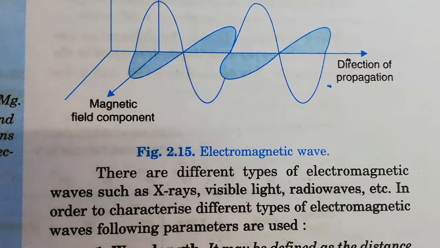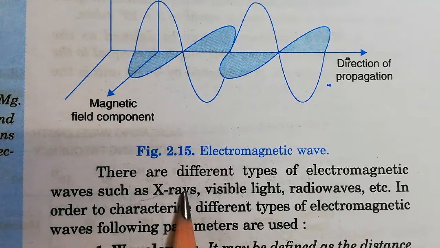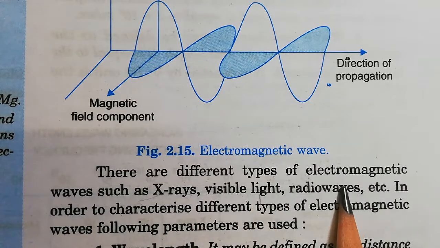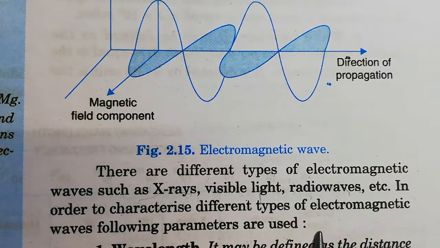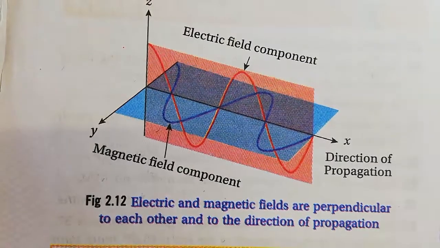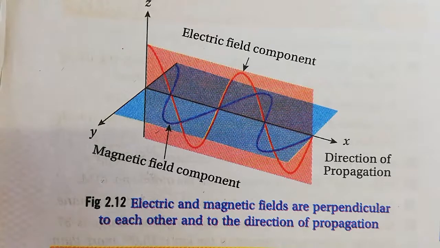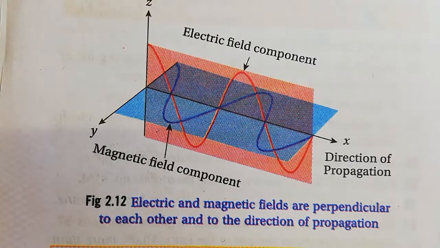In our day-to-day life, we are familiar with the term electromagnetic wave and its different forms, such as X-ray, visible light, radio waves, etc. The full chart is there, and I will definitely show you here. Let's look at another figure where the electric field and magnetic field have been shown nicely, perpendicular to each other, and combined they form an electromagnetic wave.